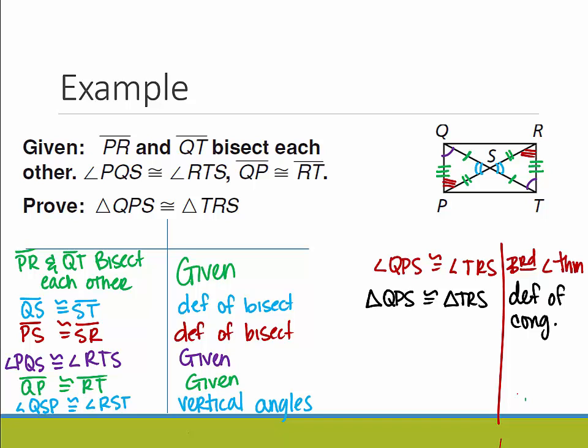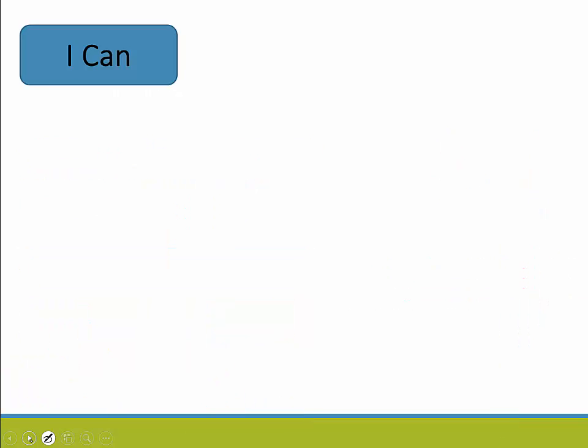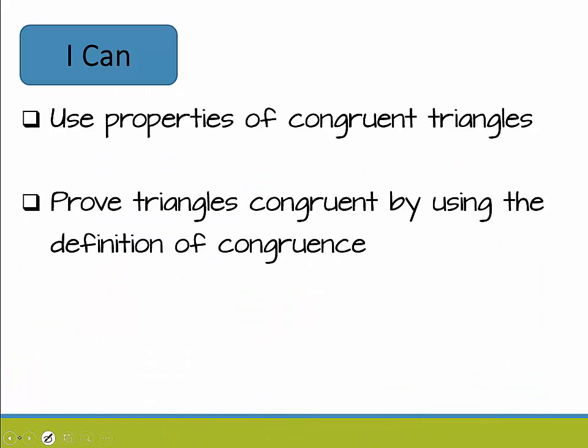So proofs are back, but hopefully you see them now as more of a puzzle than a mystery, because you have a goal. You have to prove that all 6 things are congruent. And once you do that, you can use the definition of congruence to say that the 2 triangles are congruent. So you should be able to do 2 things. Use the properties of congruent triangles to solve problems where we found x, and then prove triangles are congruent by using the definition of congruence.